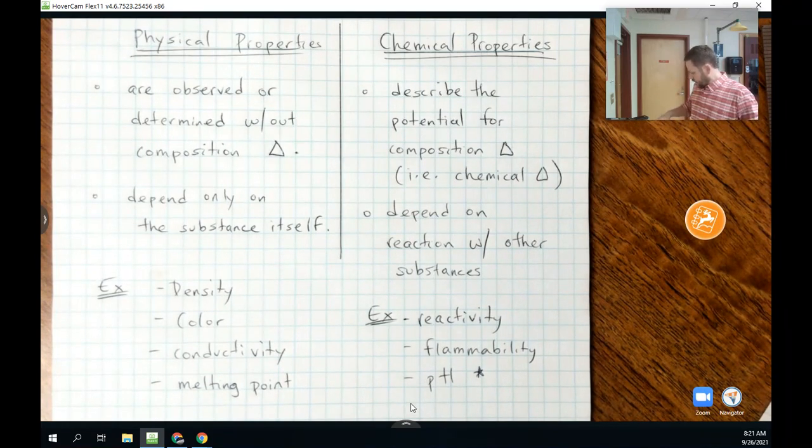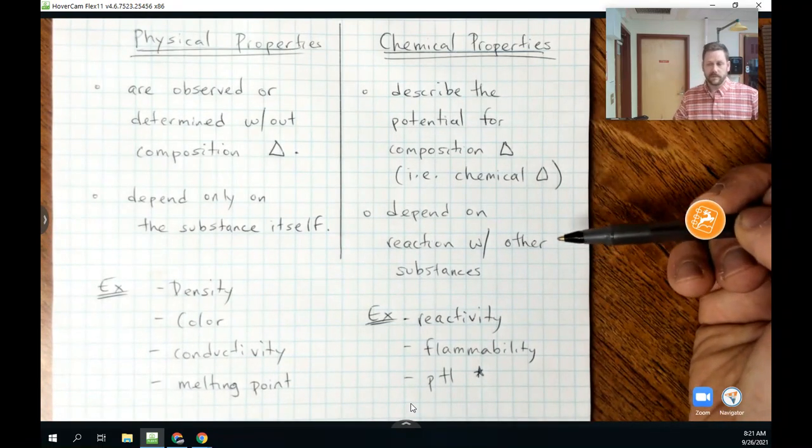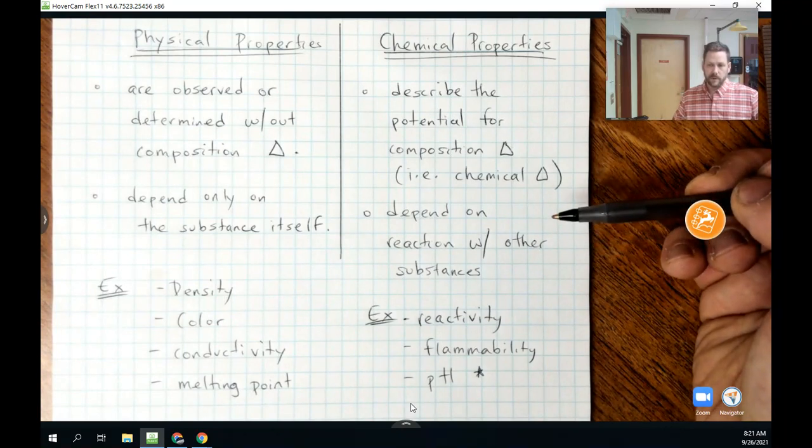And a good question to consider before moving on might be whether solubility is a chemical or physical property. So it'd be a good time to pause the video and try to base your discussion off of these bullets. Is solubility, for instance, the ability of salt to dissolve in water, a chemical property or a physical property of salt?